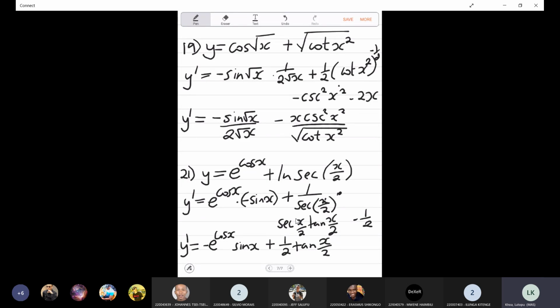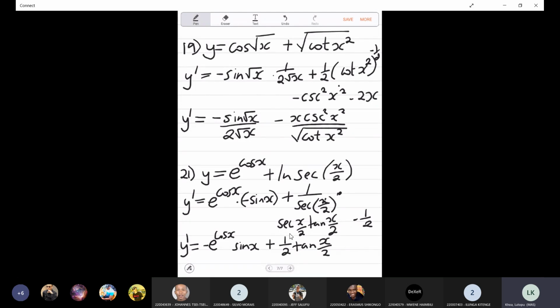Okay, so that is your answer. Let me just see. Okay, yeah, so that is your answer: negative e to the power of cos x times sine x plus a half tan x over 2. Okay, number 22, there you must just use the product rule.